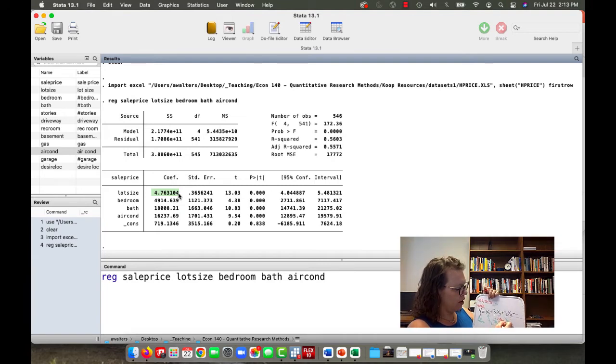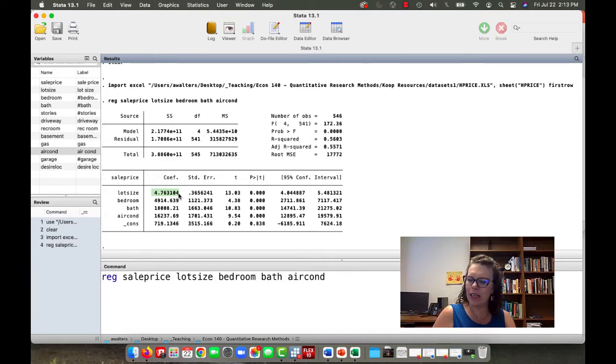So if we add another square foot, now it's going to be $9.52, or 4.76 times 2. Does that make sense? Kind of, hopefully. If not, hit me up, let me know, and we'll talk about it some more.